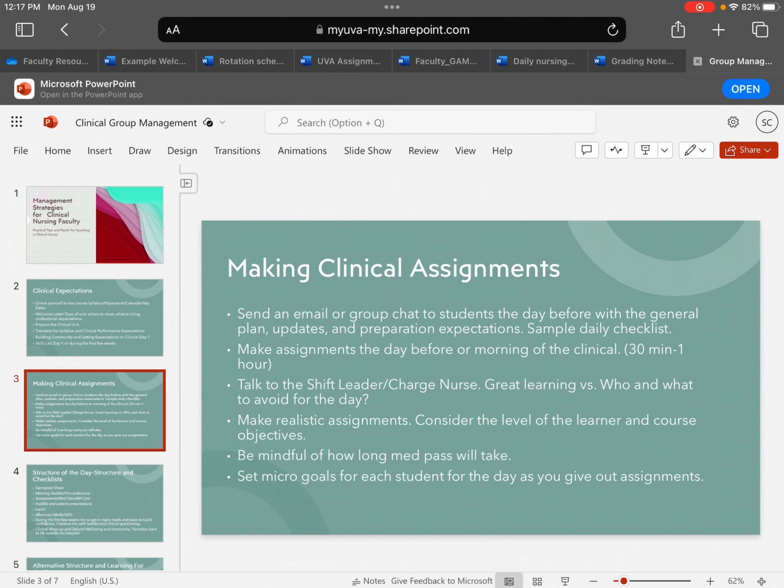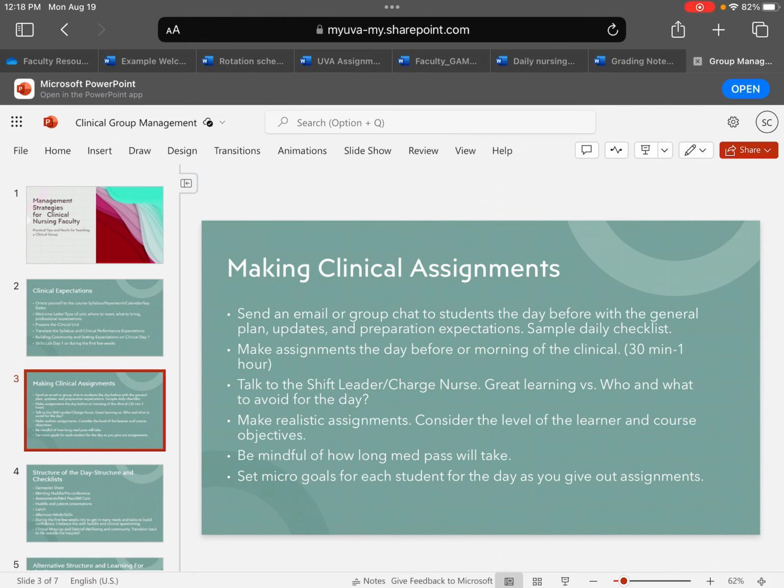Something else that I do as I'm making assignments, I'll actually write a micro goal beside my assignment on my assignment sheet. So I may say, central line dressing change rounds happen at 9 a.m. Be there, be able to assist, observe, do the dressing change, depending on the situation and the staff member that's there. Other micro goals might be talking to this patient about their type 2 diabetes, or doing intake and output on someone with multiple surgical drains.